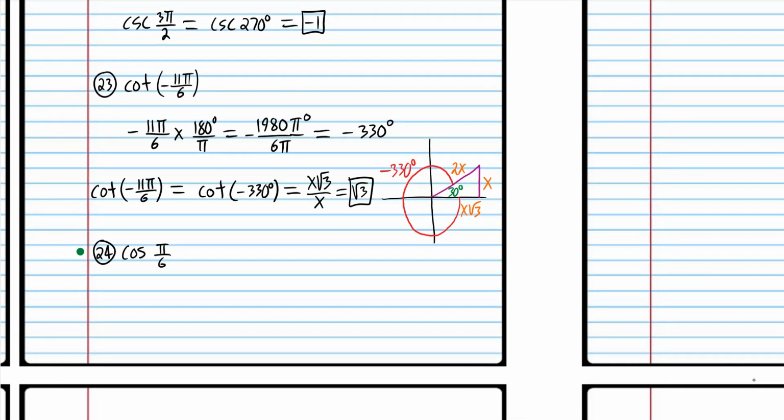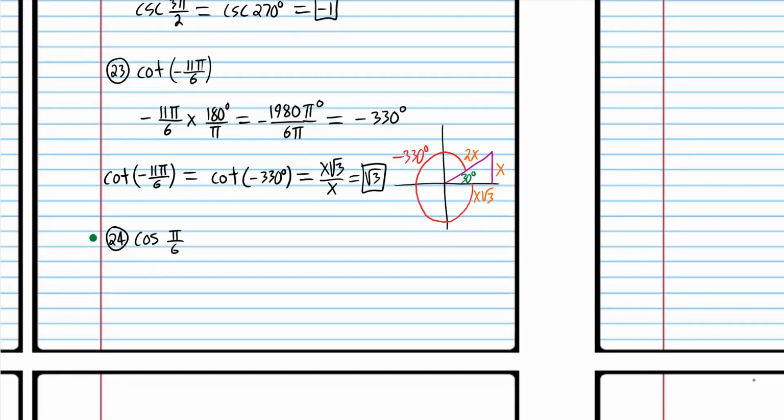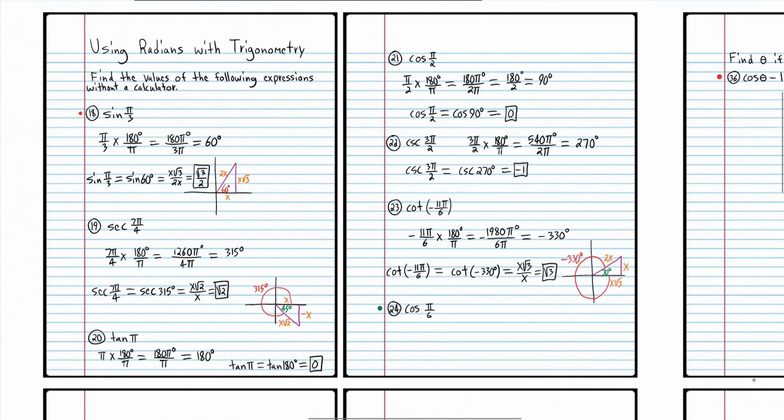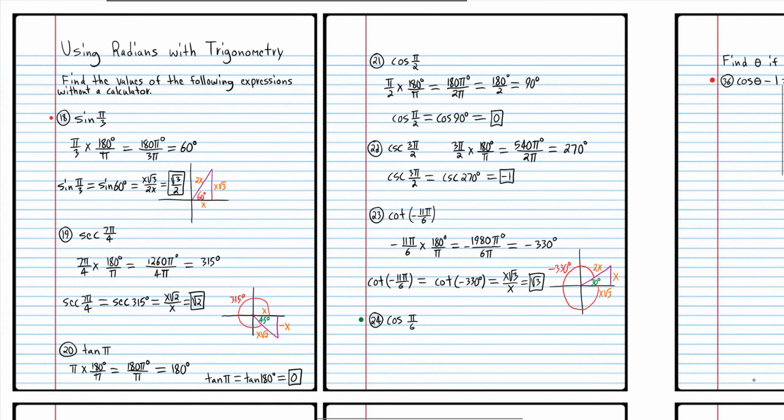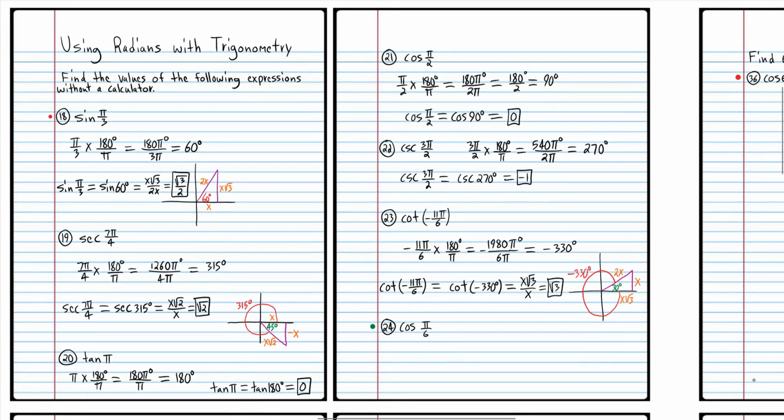Alright, so now it's time for you to try. You can use problems 18 through 23 to help you. So attempt number 24, and when you come back, we'll do it together. Alright, we're back.